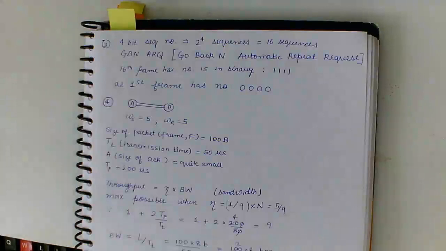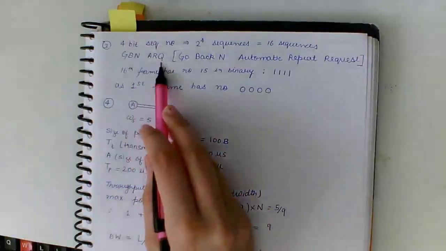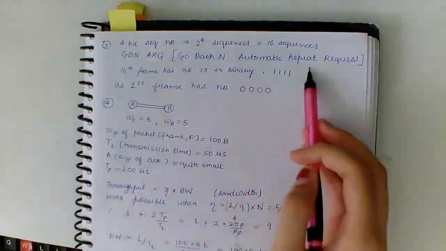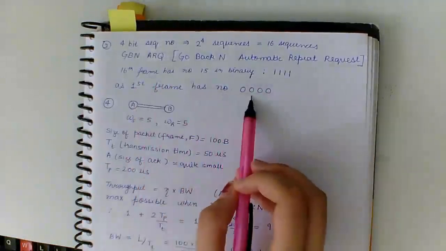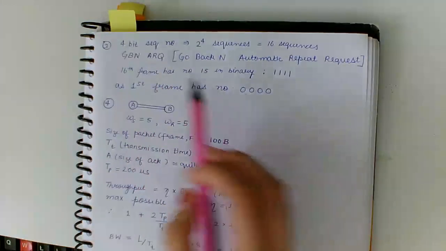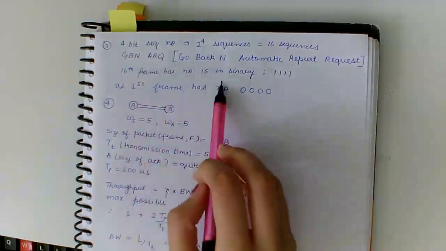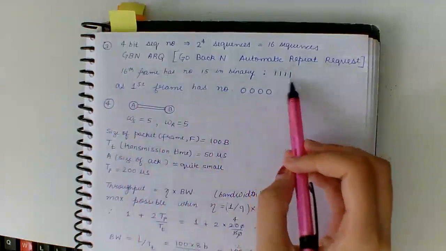A sender has a sliding window of 4-bit sequence. If the first 15 frames have been sent, the frame number the receiver is expecting in case of GBN ARQ, that is Go Back N automatic repeat request, starting frame number is 0. So the 16th frame has number 15 in binary, that is 1111.